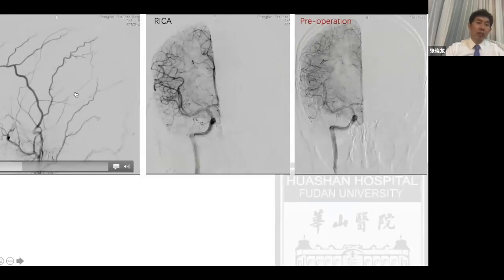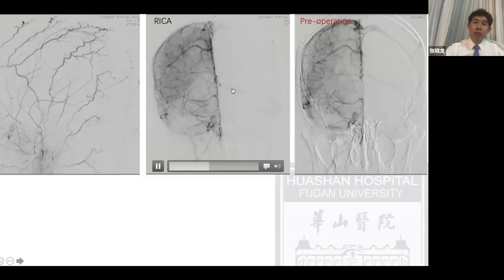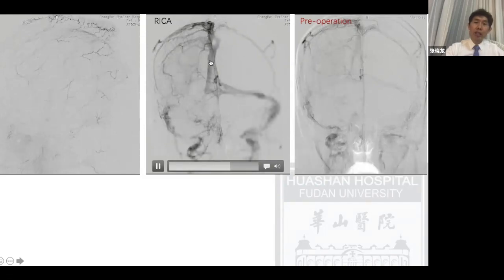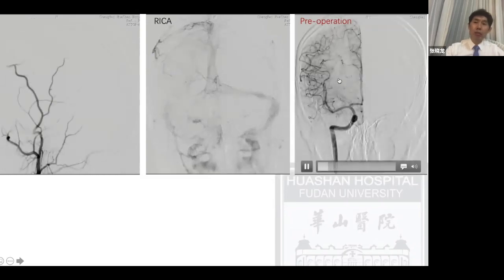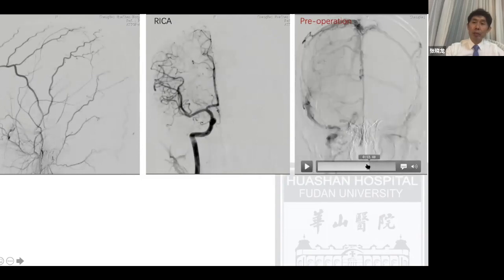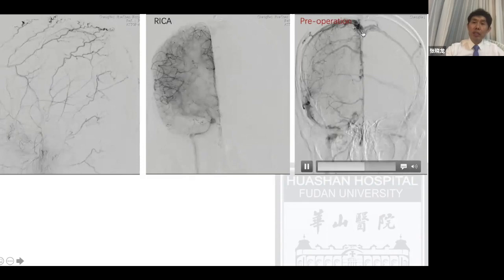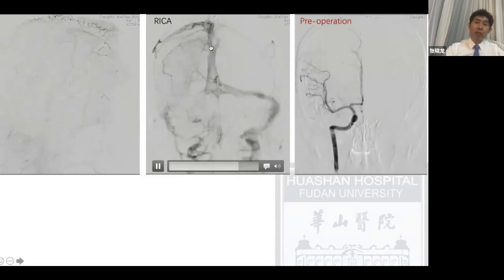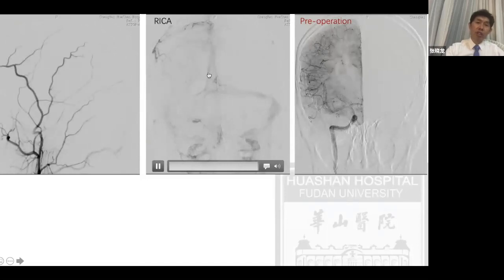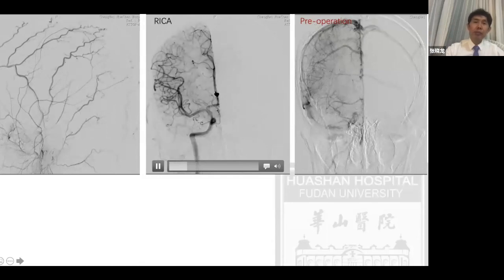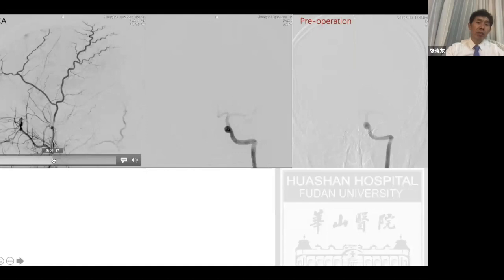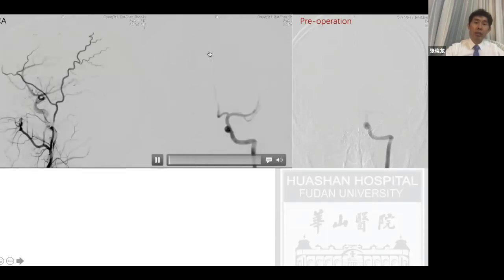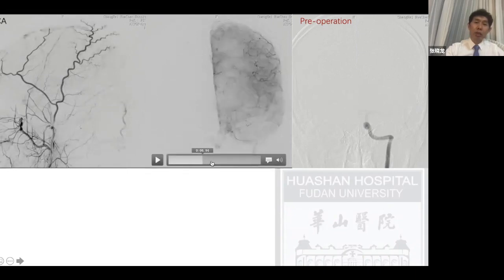And here is the result. The fistula was totally gone, and the superior sagittal sinus was recovered and the function was recovered too. And this is the pre-operation. The superior sagittal sinus was not good. And here is the postoperative, the function of the superior sagittal sinus was totally recovered. Lateral ECA, the fistula was totally gone. And the superior sagittal sinus recovered its function.